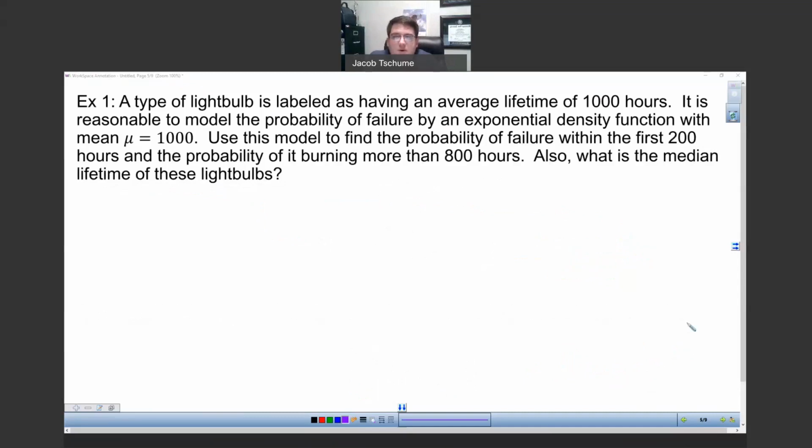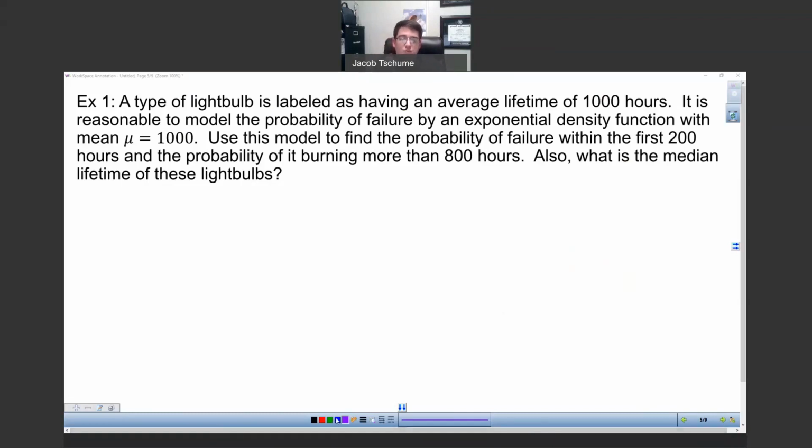A type of light bulb is labeled as having an average lifetime of 1,000 hours. It is reasonable to model the probability of failure by an exponential density function with the mean equal to 1,000. Use this model to find the probability of failure within the first 200 hours and the probability of it burning more than 800 hours. Also, what is the median lifetime of these light bulbs?